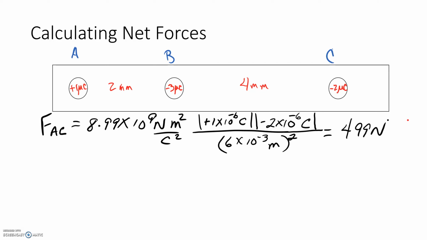Okay, so that's one interaction. That is the interaction of A with C, and that's a plus and a minus. That's an attraction. So there's a force in this direction between A and C that is attractive between those two. And that's what we've calculated.